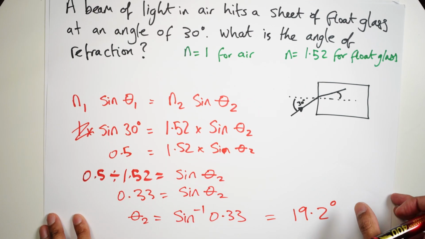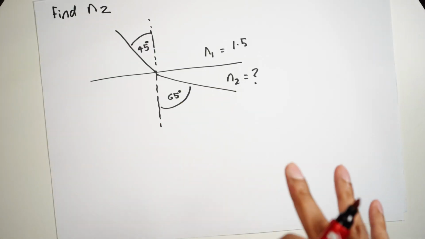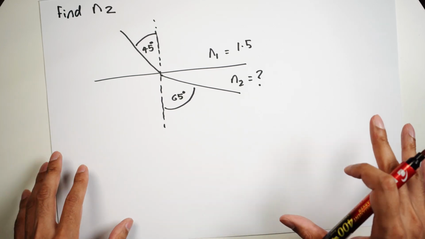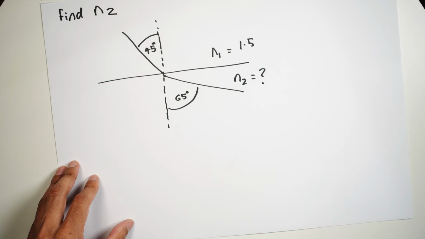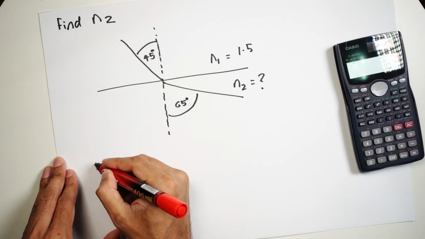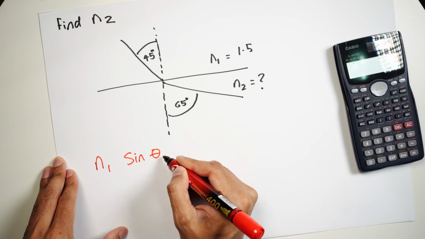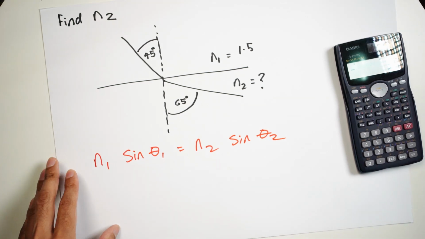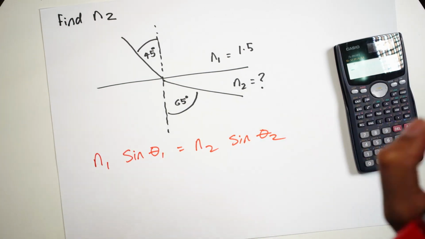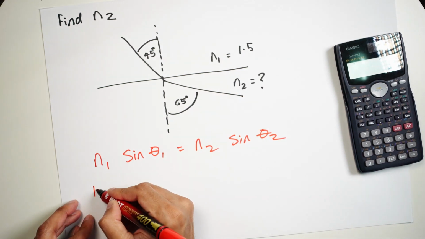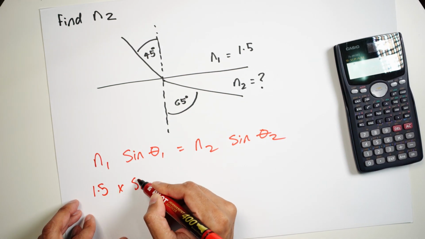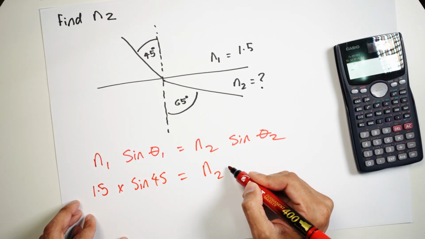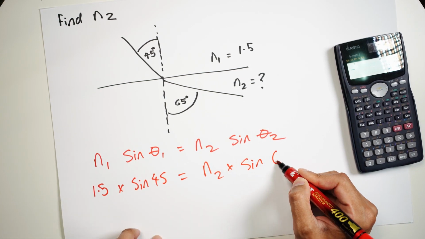Let's give you another example. So there's no words here, it's just this. It says find n2. Looks complicated, but don't get bewildered here. It's the same thing. So n1 sine theta 1. Don't take shortcuts, because you will lose marks. So you always start off there, 1 mark straight away. n1 is 1.5 times sine 45 equals n2, which we don't know, times sine 65.